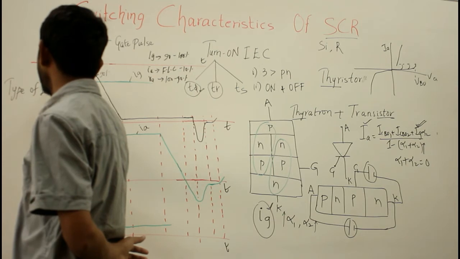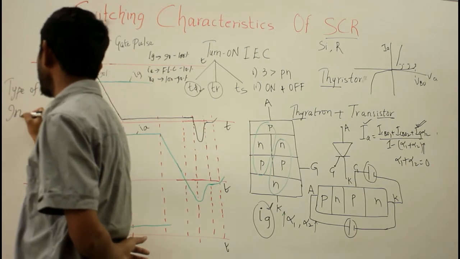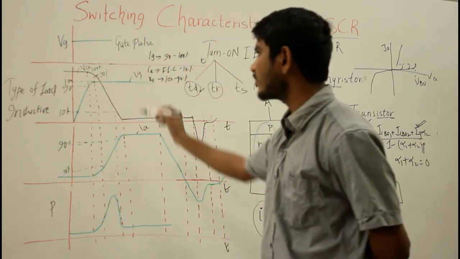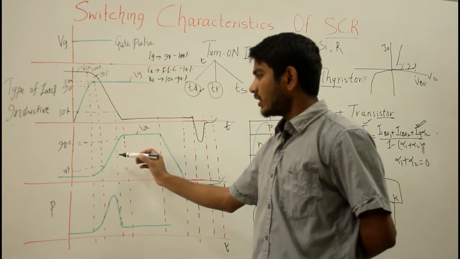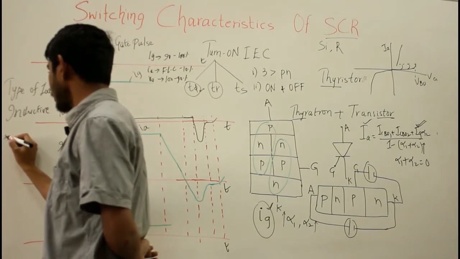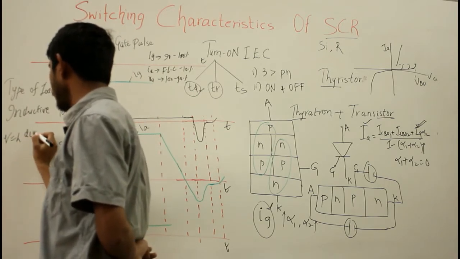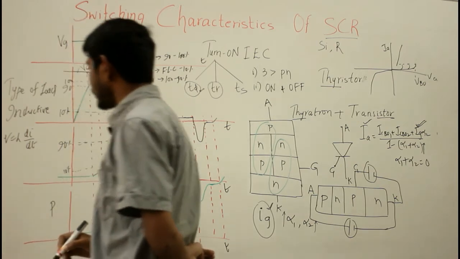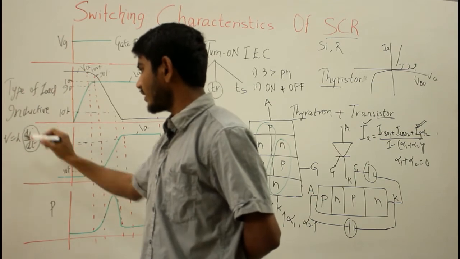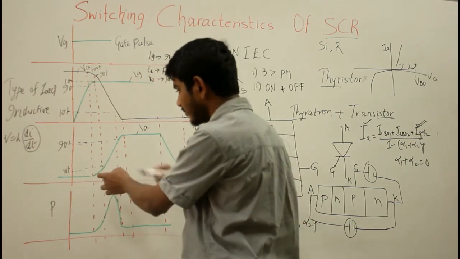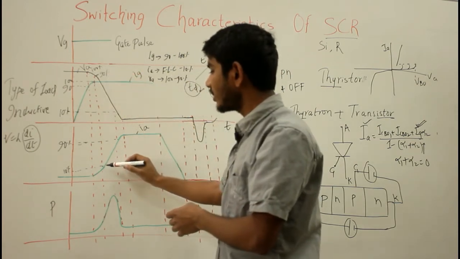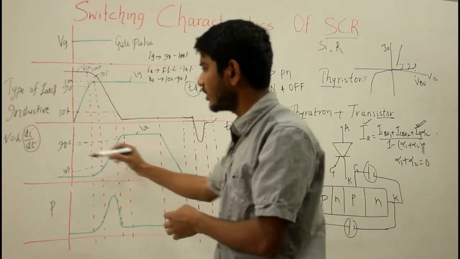Suppose, for example, we have connected an inductive type of load. There is a faster falling rate of the anode voltage compared to the increasing rate of the current. Because we know V is equal to L into di by dt, the inductor doesn't allow a sudden change in the current initially. So this makes the voltage fall at a faster rate, while the current increases at a slower rate due to the inductor.